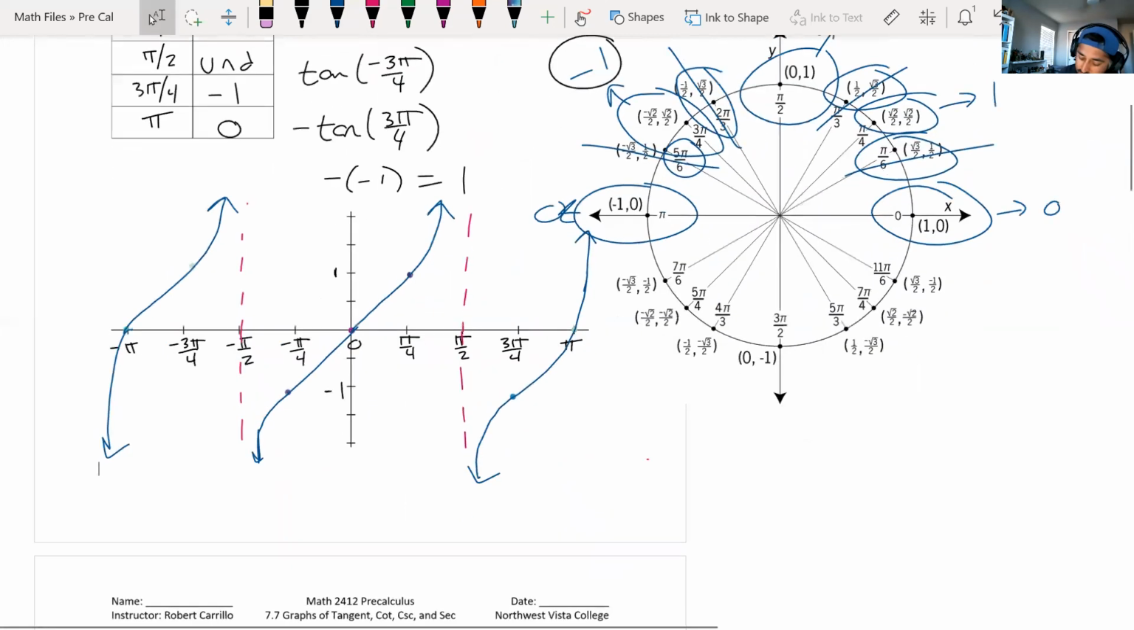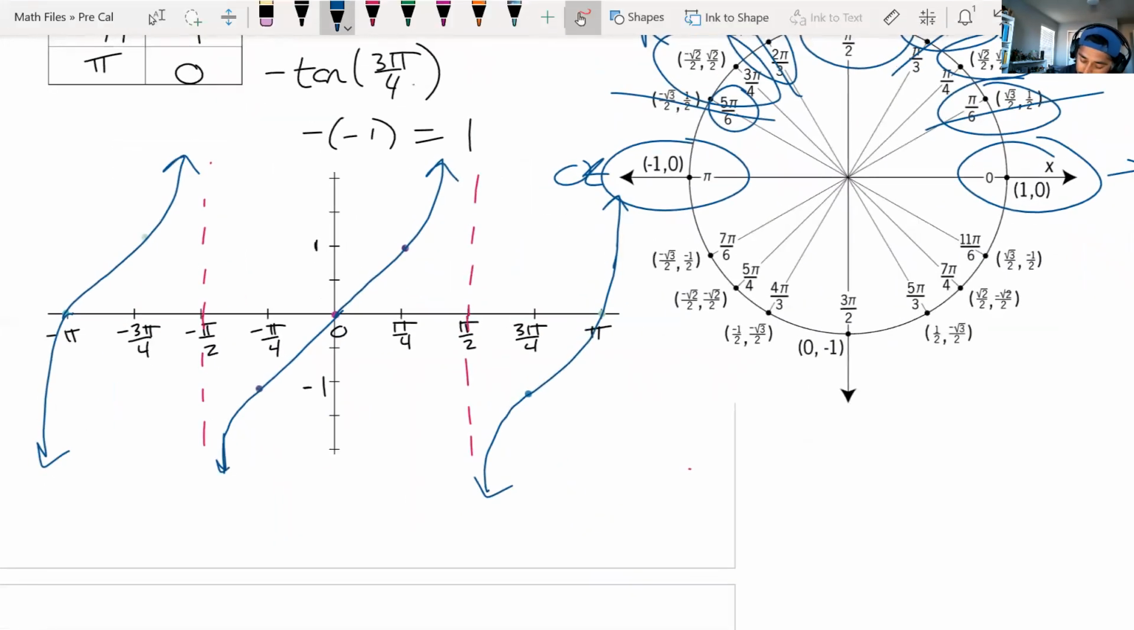So again, I'm just going to rewrite it down here. The domain for tangent exists everywhere except at odd multiples of pi over 2. So for our domain, we can say x does not equal k pi over 2, where k is an odd integer.